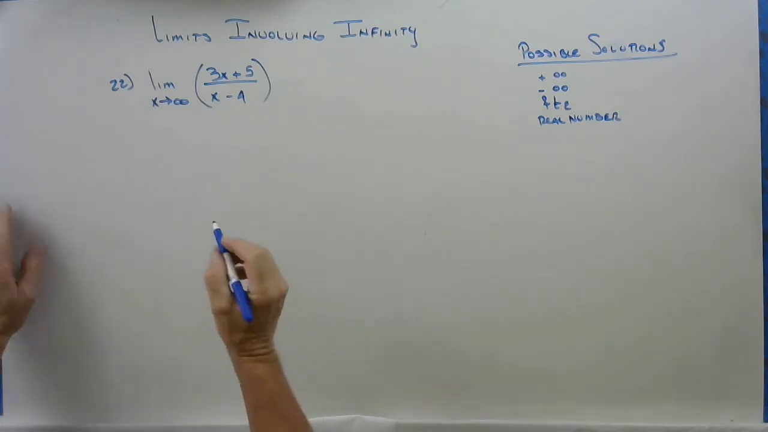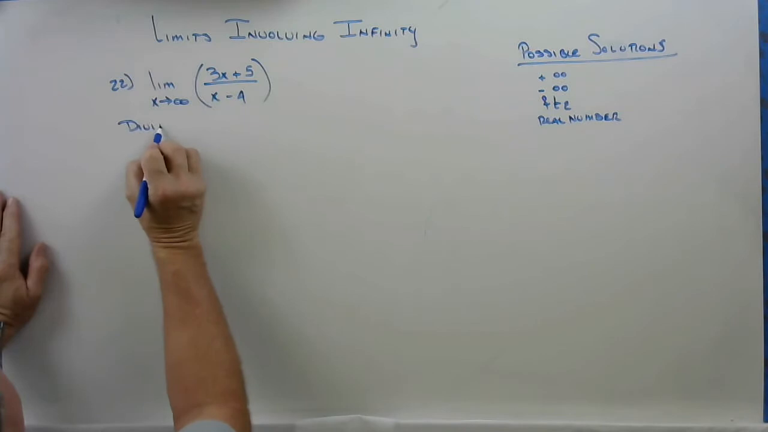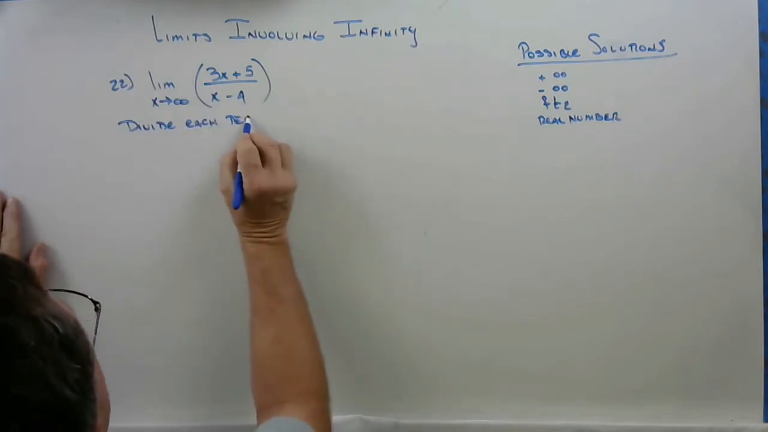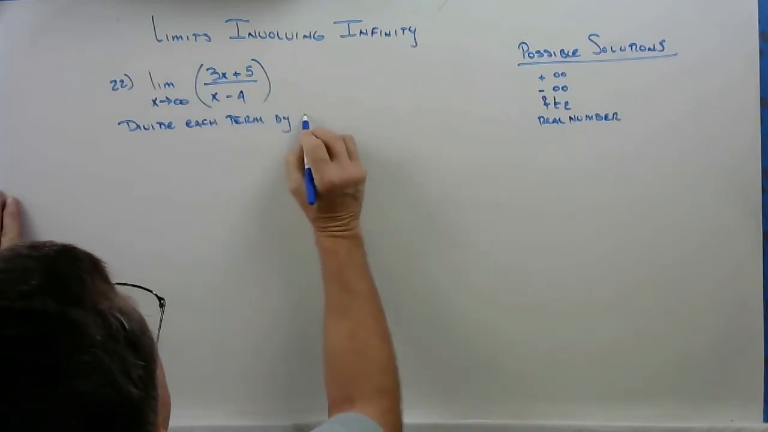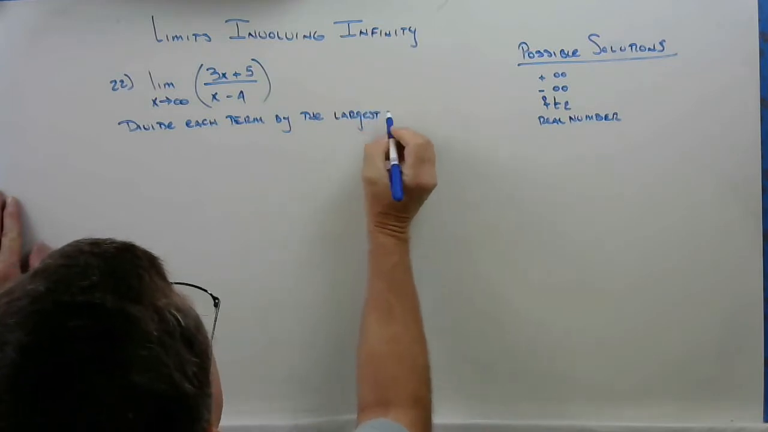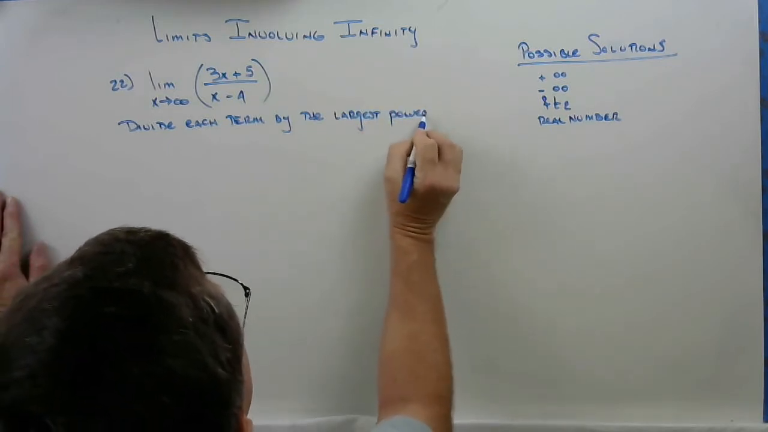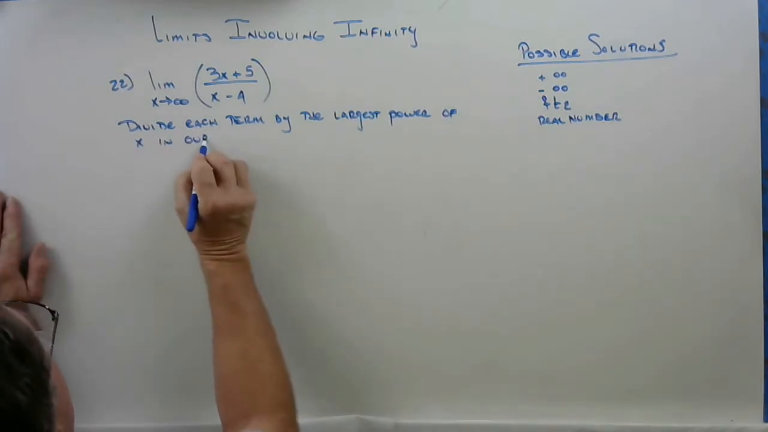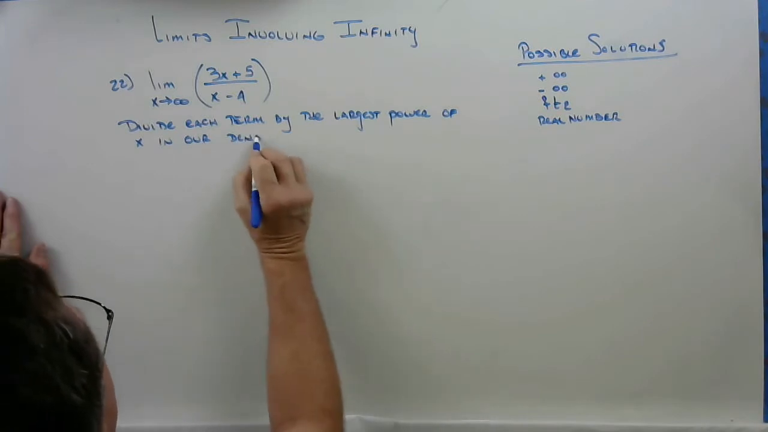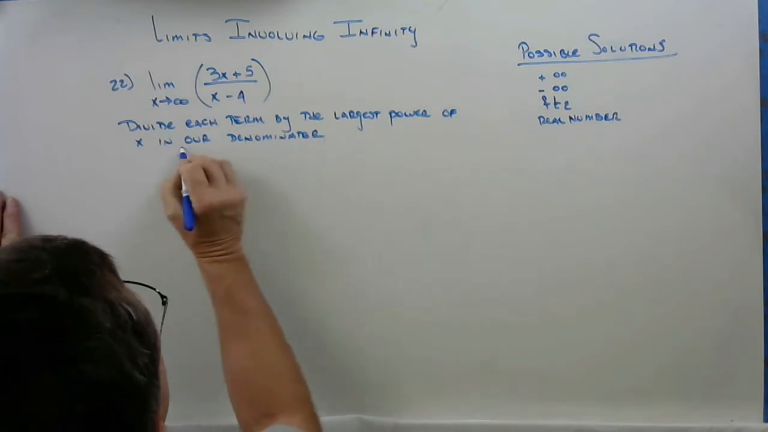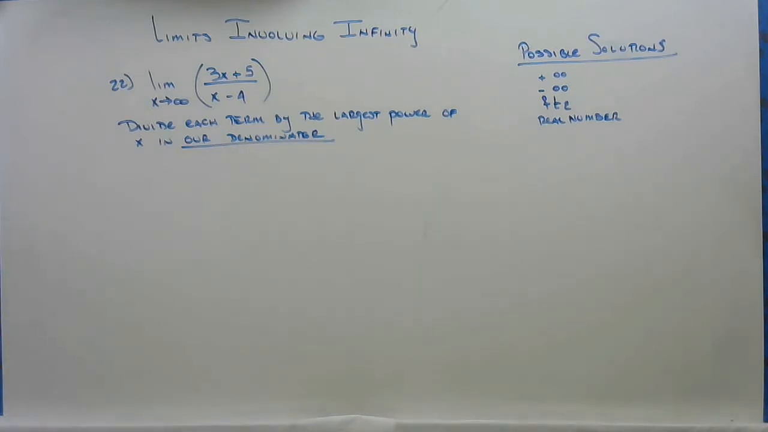And here's what we do. We divide each term by the highest power of x, or the largest power of x, in our denominator. Now that's really important. The technique says in the denominator, you take the highest power of x found in your denominator.